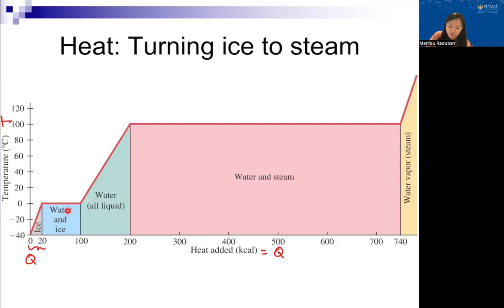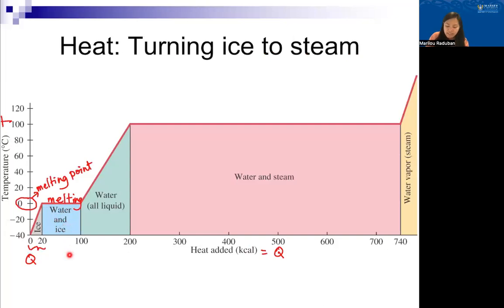So you have a combination of liquid water and solid ice. This 0 degrees Celsius is the melting point. 0 degrees Celsius is the melting point of ice, because at 0 degrees Celsius, the ice starts to melt and you have water and ice together. So this blue section is when ice is starting to melt.